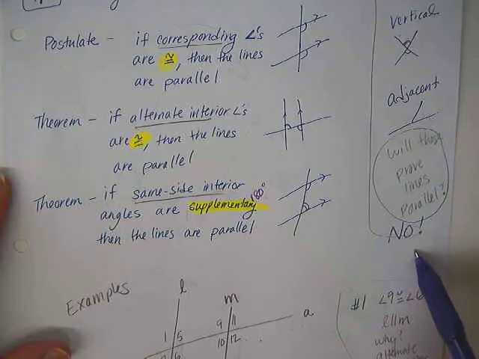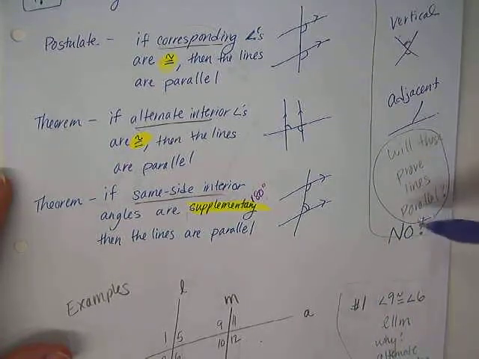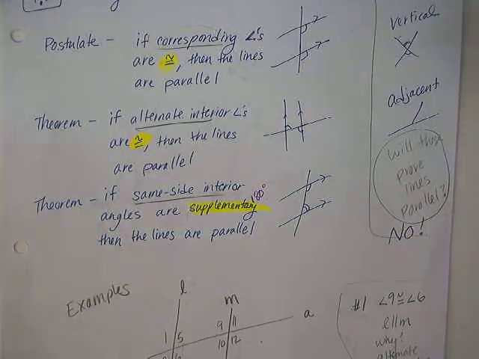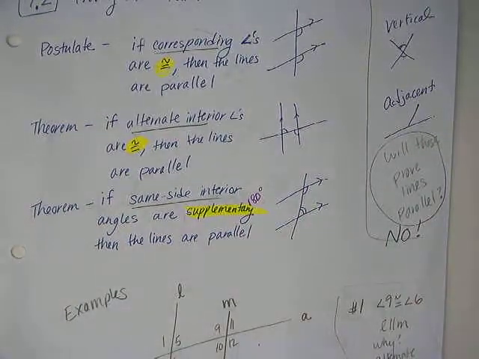Okay? So I wrote this question here. Will these two types of angles prove lines parallel? The answer is no. So if they give you any of those on your assignment today, you just have to say none. You can't tell which lines are parallel because this doesn't tell you.